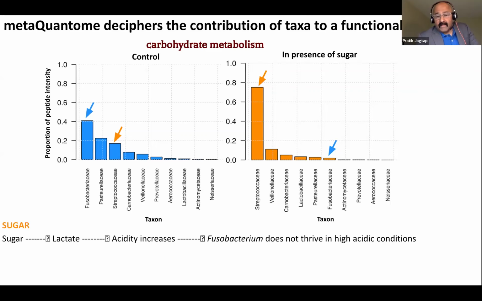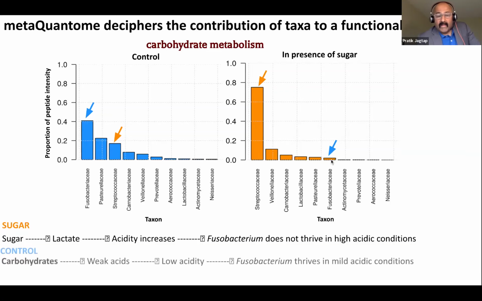And there's an explanation for that, and we discussed this with Professor Rudney, who basically told us that in presence of sucrose, there is lactate that is generated, which results in an increase in acidity, and hence Fusobacterium, which does not thrive in highly acidic conditions, kind of falls down in terms of its abundance, and hence its ranking is low down here. While in control, the carbohydrates are utilized, and these generate weaker acids. And under low acidity, Fusobacterium thrives in mild acidic conditions, and that's why you see this as the topmost.